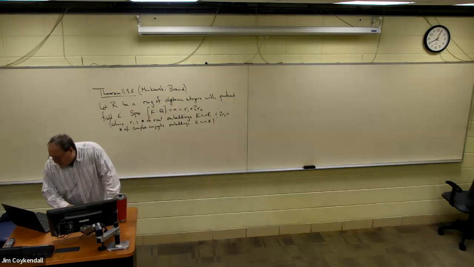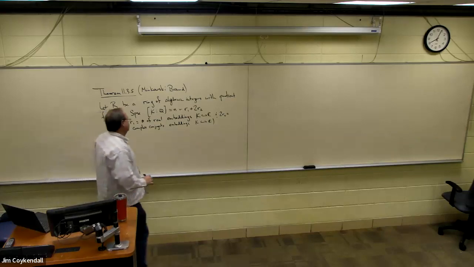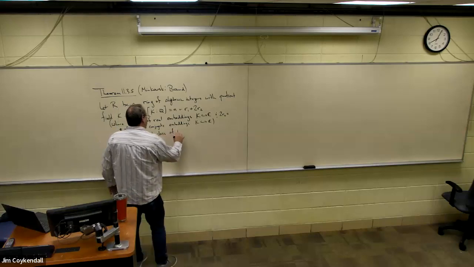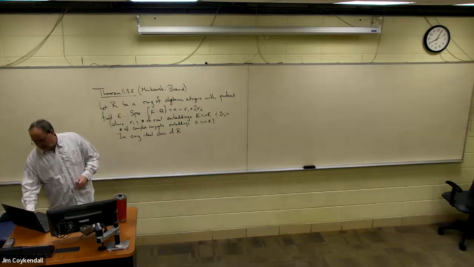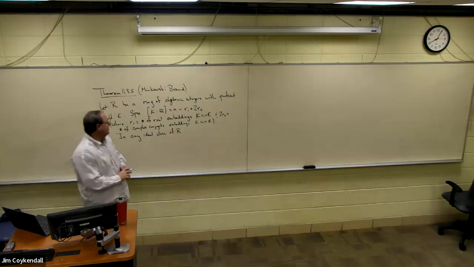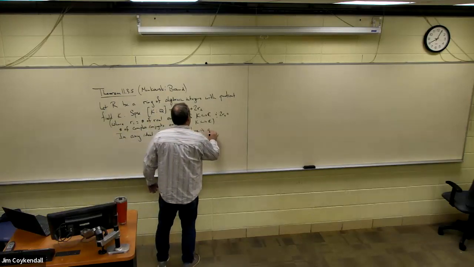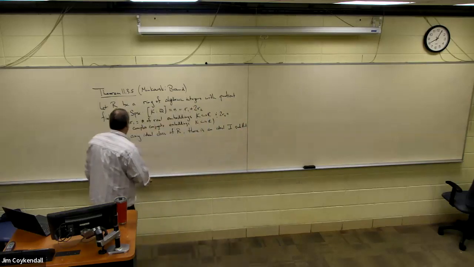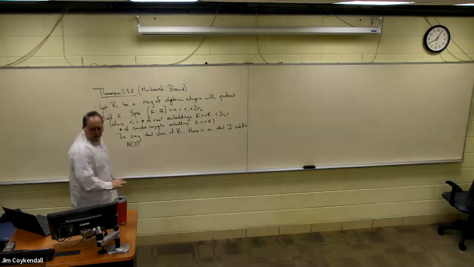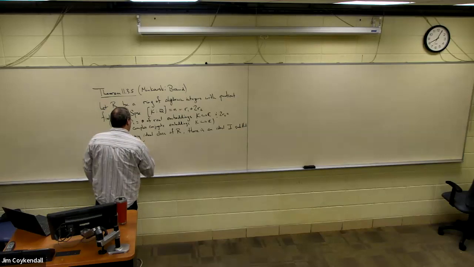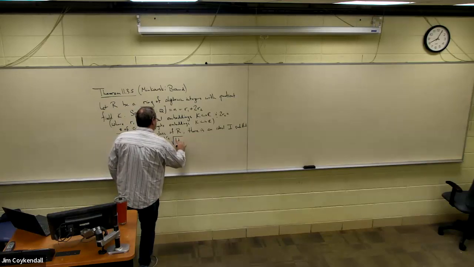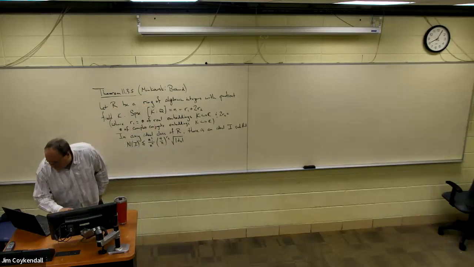So here's kind of the big bound thing. In any ideal class of R, there is an ideal I whose norm is less than or equal to n factorial over n to the n, times 4 over pi to the r2 power, times the square root of the absolute value of the field discriminant.